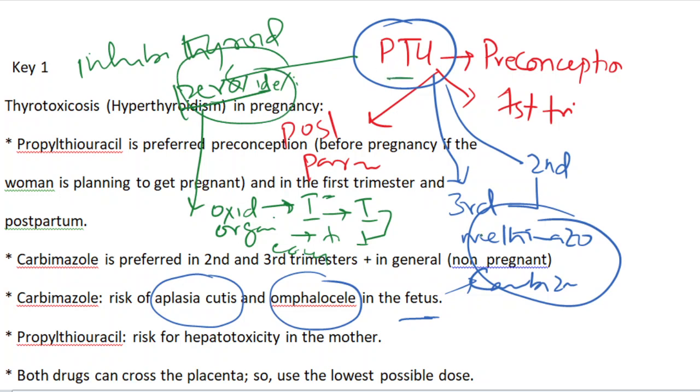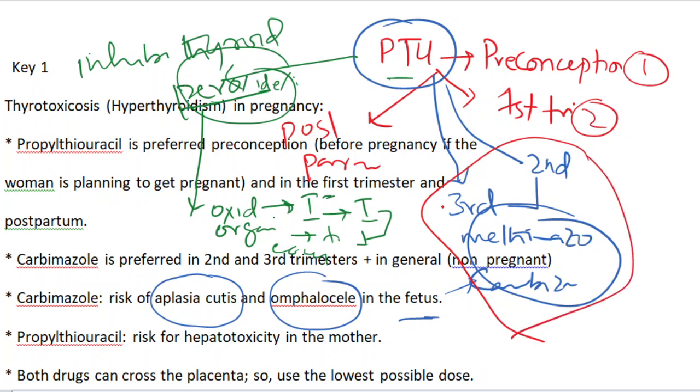So basically PTU and methimazole both inhibit the thyroid peroxidase. So when thyroid peroxidase is inhibited, there is no further production, or less production, of T3 T4 hormones. So you have to remember that preconception we have to give PTU, first trimester we have to give PTU, and in second and third we have to give methimazole and carbimazole, and postpartum again we have to give PTU. That's it.